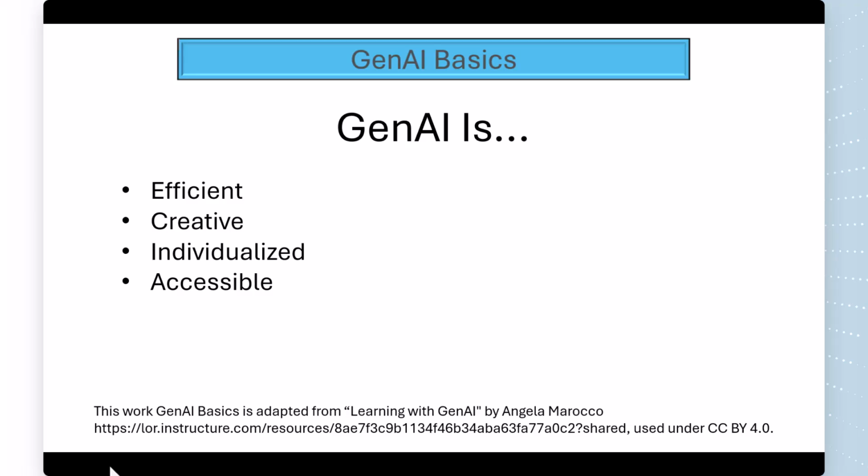GenAI tools break down linguistic divides for non-native English speakers. They also provide built-in support like text-to-speech, translation, and vocabulary help for students with learning differences. GenAI is available 24/7. GenAI acts as an on-demand tutor, simplifying complex topics, generating practice quizzes, and explaining concepts at a pace suited to the individual student.